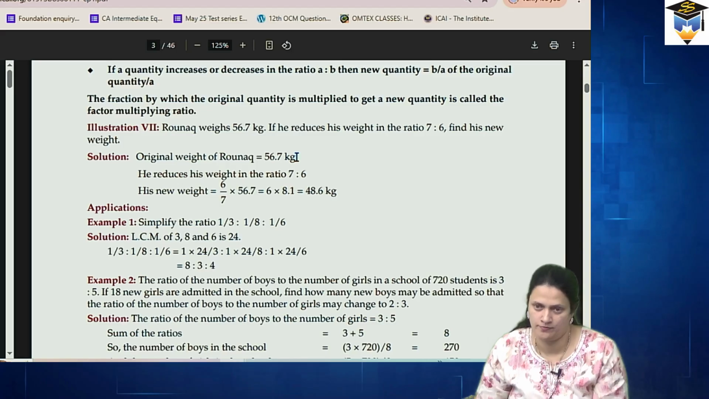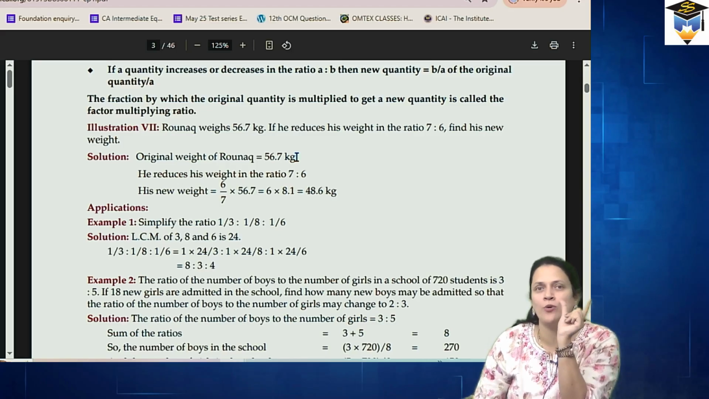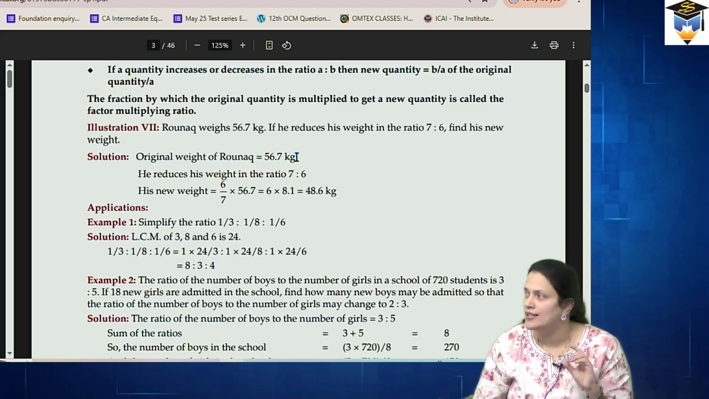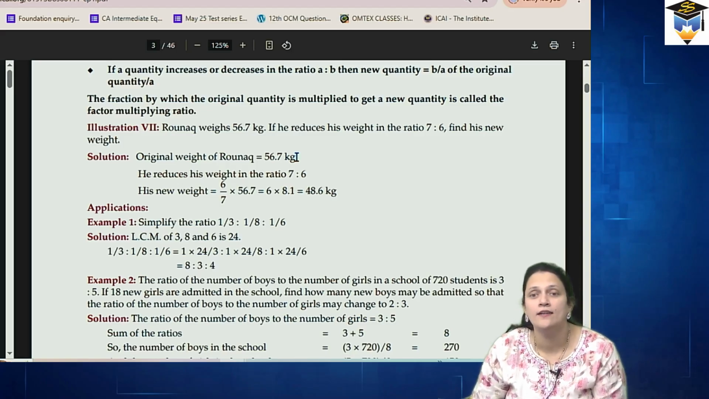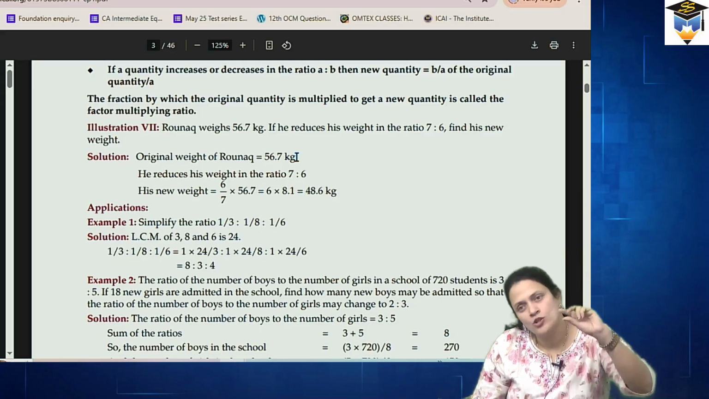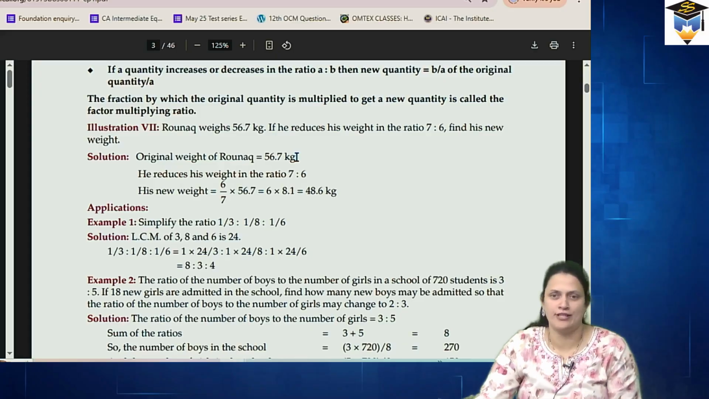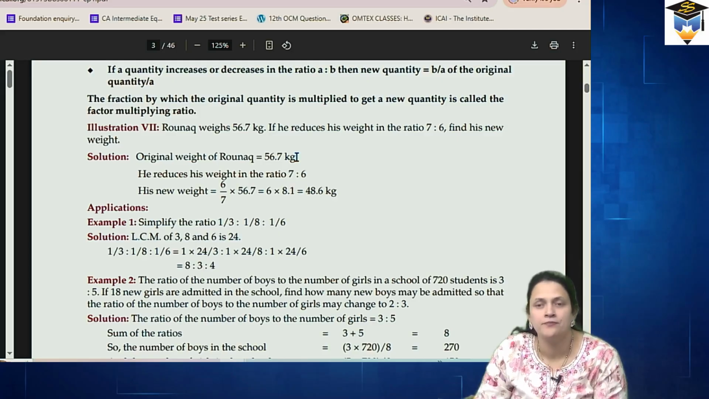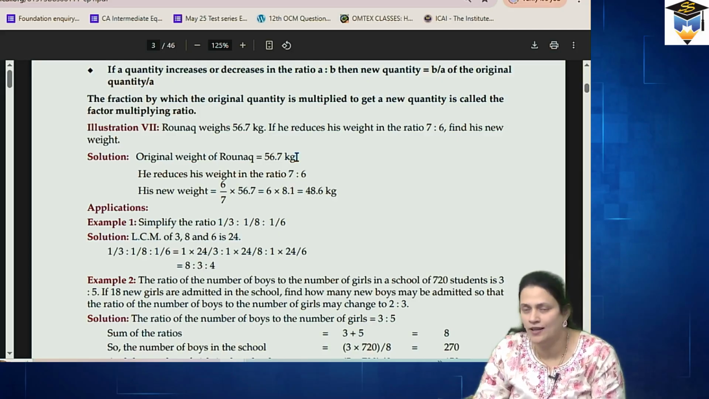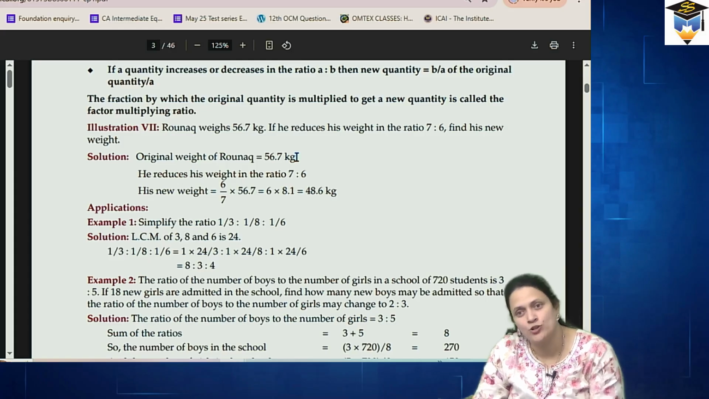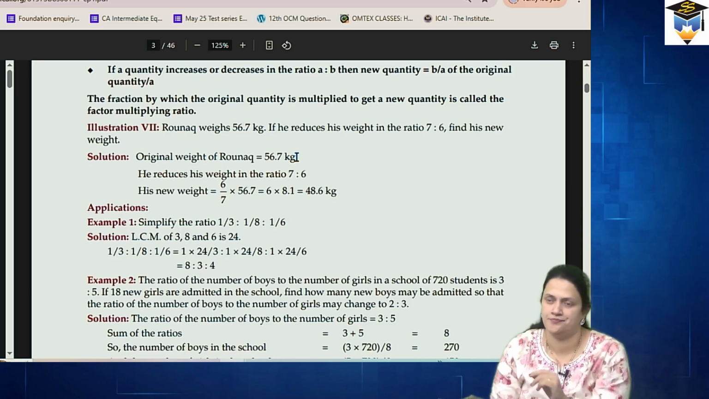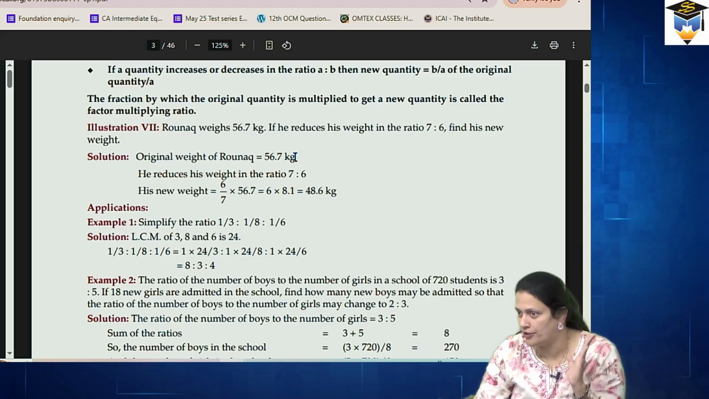Please write this down and mark it, because you have to understand that the initial weight was 7 and then it has decreased, it has become 6. That's why you take 6/7 of 56.7. If the weight had increased, you would take 7/6 of 56.7 in that way. Correct. So remember this. This is very important.